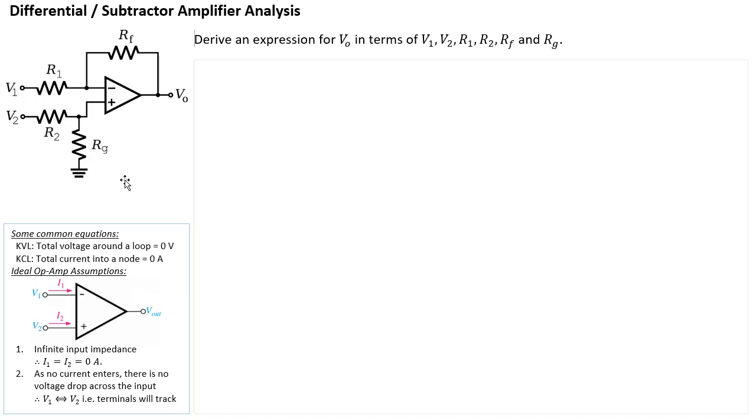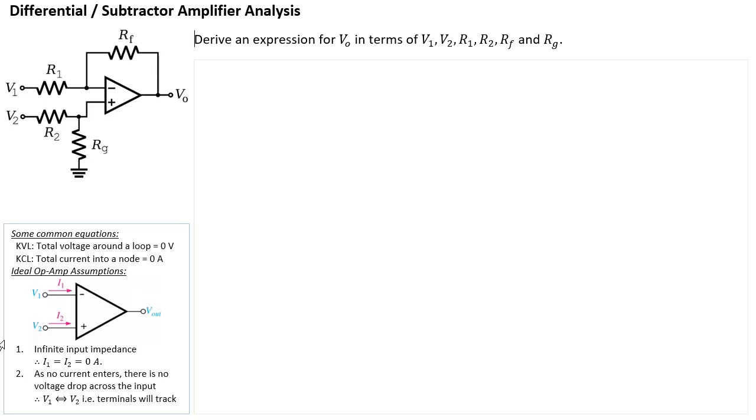As usual, before we proceed with analyzing any circuit with an op-amp, just a reminder of the two assumptions that we are going to make. The first is that the currents into the terminals will be zero. So I1 and I2 will be zero, because we're assuming infinite input impedance inside the op-amp. The second one is that V1 will track V2 and V2 will track V1. So whatever V2 is, that's what V1 is going to be, or whatever V1 is, that's what V2 is going to be. Those are our two assumptions.